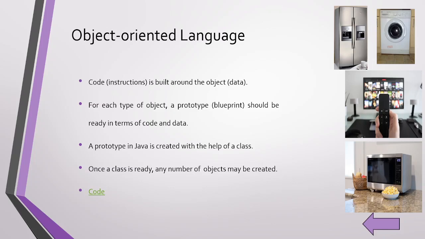Not only real life objects, but also software objects like student is a software object. We write programs for accepting the data of the student, that is name, address, phone number, marks, everything. And we manage who got the highest, who got the lowest marks, and so on and so forth. That is code. Now, a prototype in Java is created with the help of a class keyword and a class. Once a class is ready, any number of objects may be created. Let me show you a simple example.